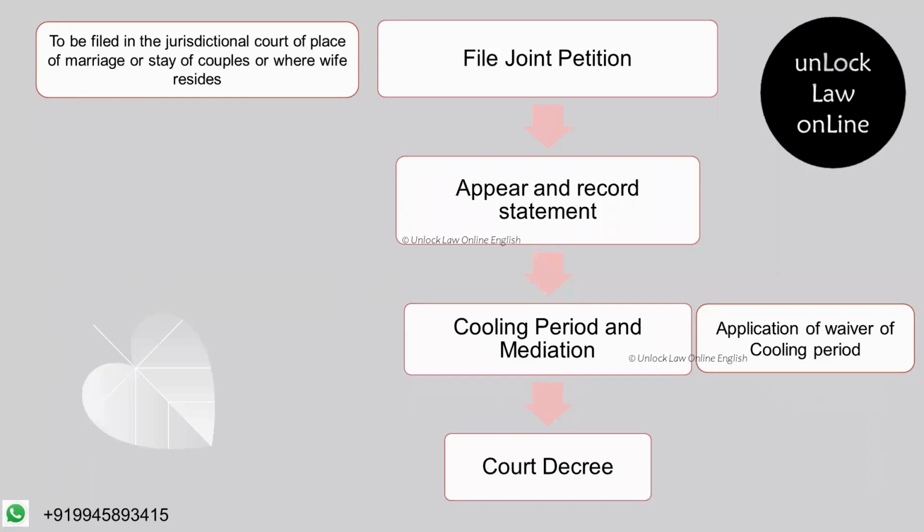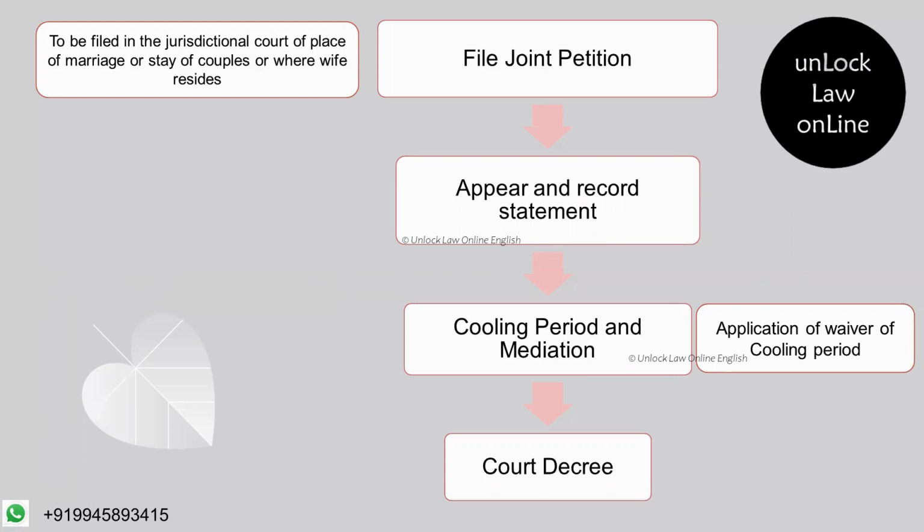What is the procedure to obtain the divorce? The first one is the parties have to file a joint petition. So when I say joint petition, there will not be any respondents in this particular case. That is, it will be husband and wife versus nil. Raja Rani versus nil. So this joint petition will be filed in the jurisdictional court of the place of marriage or stay of the couple or where the wife resides.